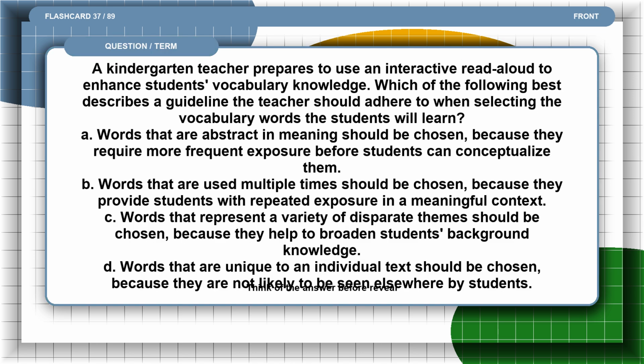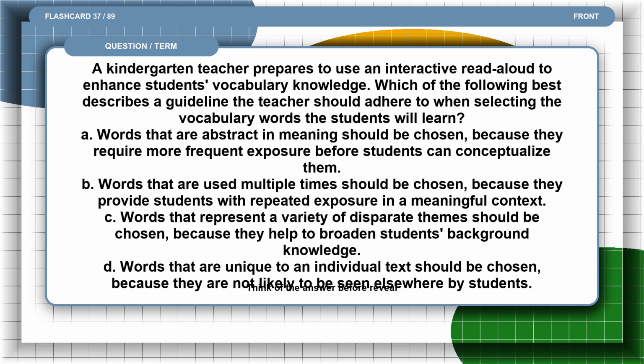Flashcard 37. A kindergarten teacher prepares to use an interactive read aloud to enhance students' vocabulary knowledge. Which of the following best describes a guideline the teacher should adhere to when selecting the vocabulary words the students will learn? A. Words that are abstract in meaning should be chosen because they require more frequent exposure before students can conceptualize them. B. Words that are used multiple times should be chosen because they provide students with repeated exposure in a meaningful context. C.